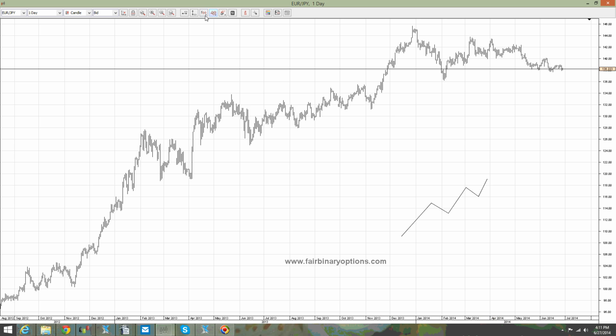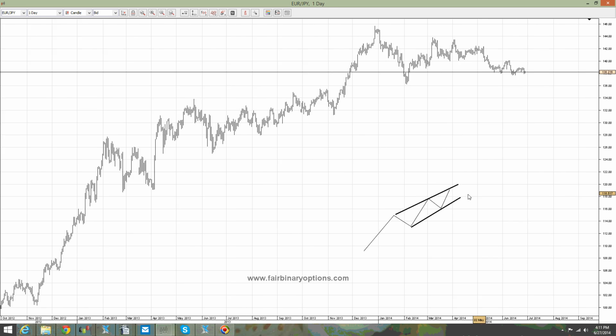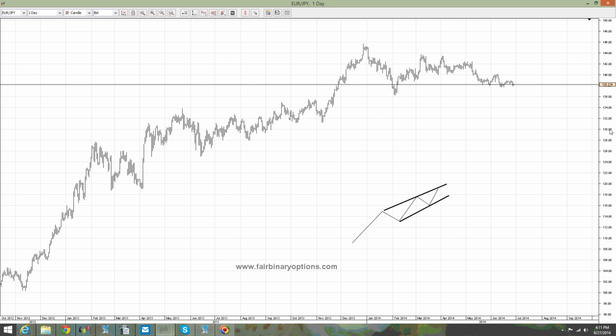Any rising wedge, or any wedge, travels within the 1 and 3, like this. And of course the 2 to 4 trend lines. So this would be a rising wedge. And the falling wedge looks exactly like that, just the opposite, in the opposite direction, of course.